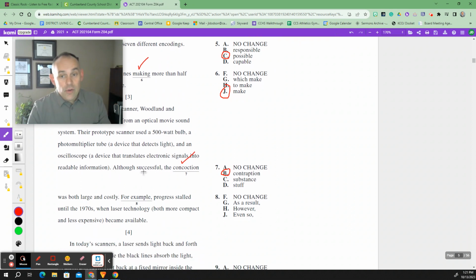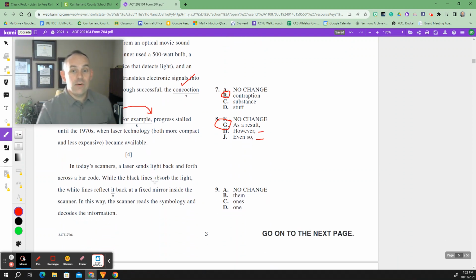It says, although successful, the contraption was both large and costly. Now I need to transition into large and costly, progress stalled until the 1970s. So what I have here is a cause and an effect. For example, is exemplification. That's not cause and effect. As a result is cause and effect. However shows contrast, and even so also shows contrast. But what I want to show is cause and effect. So as a result.